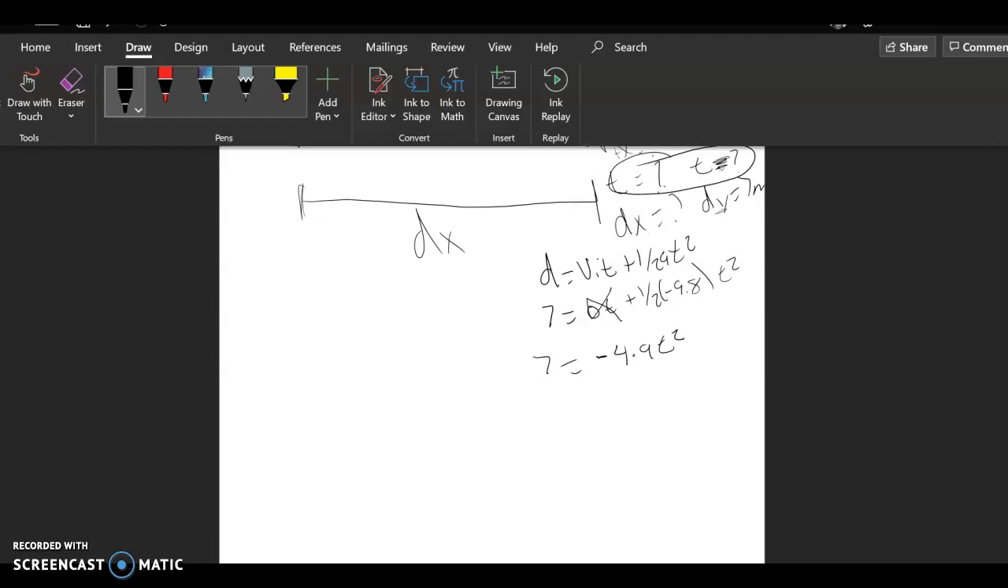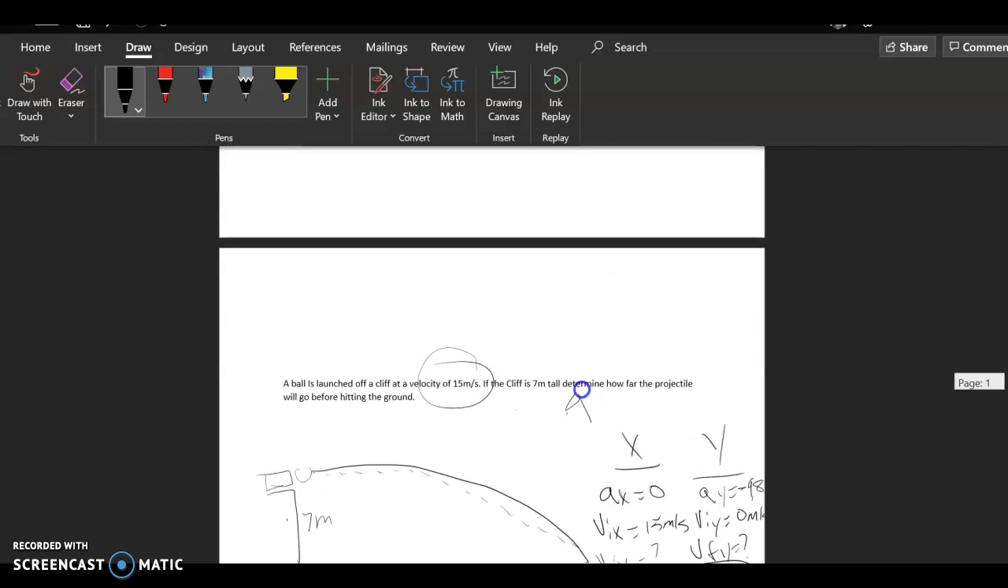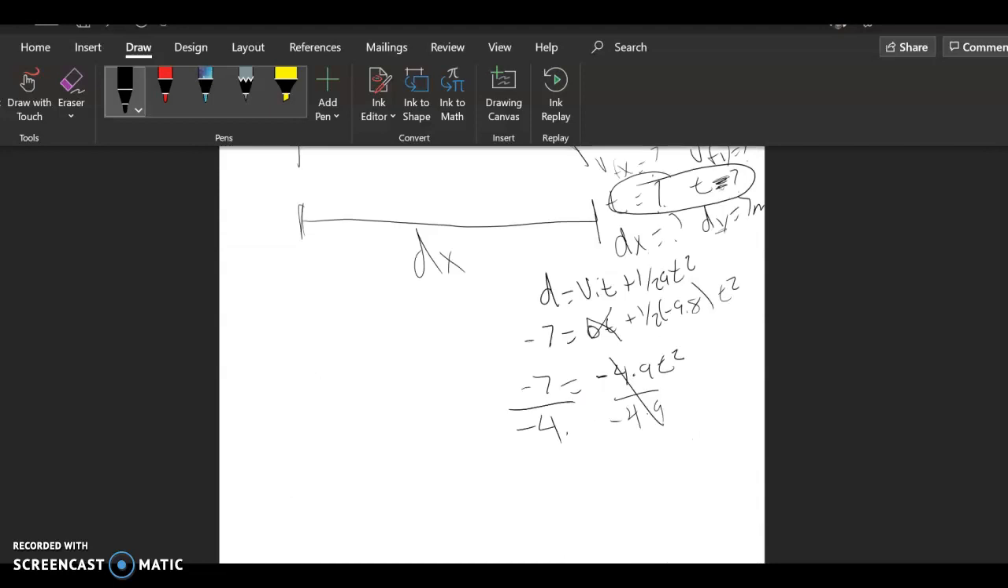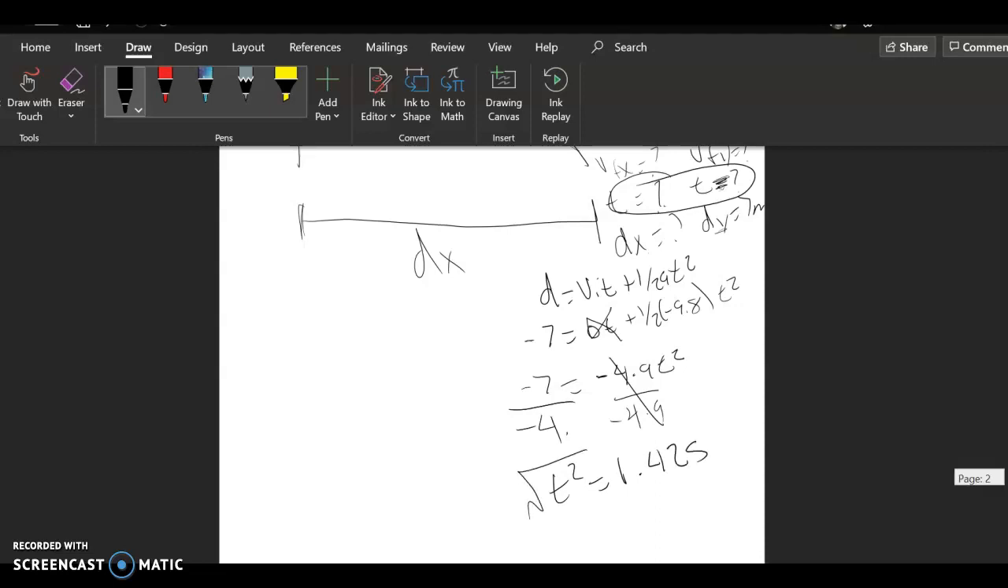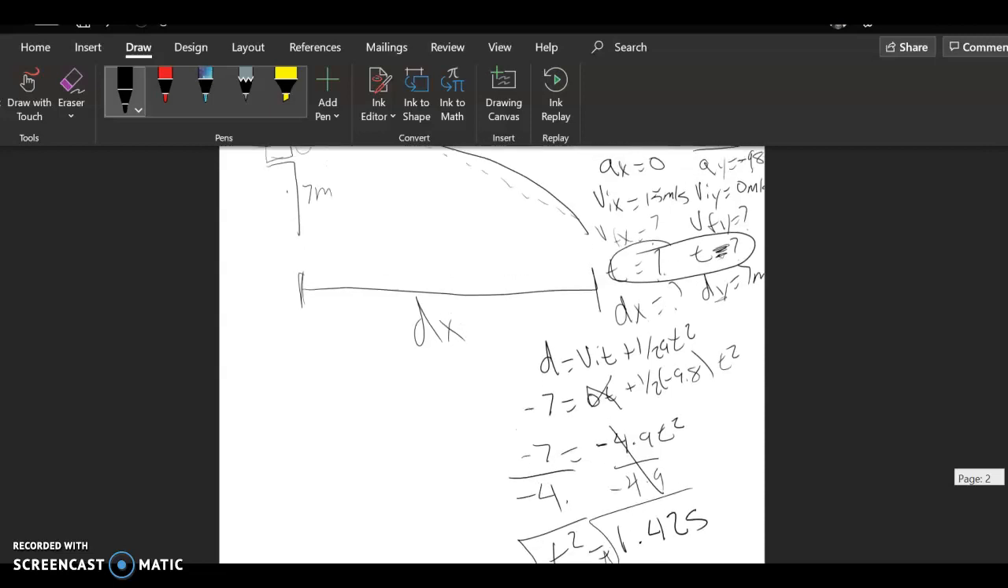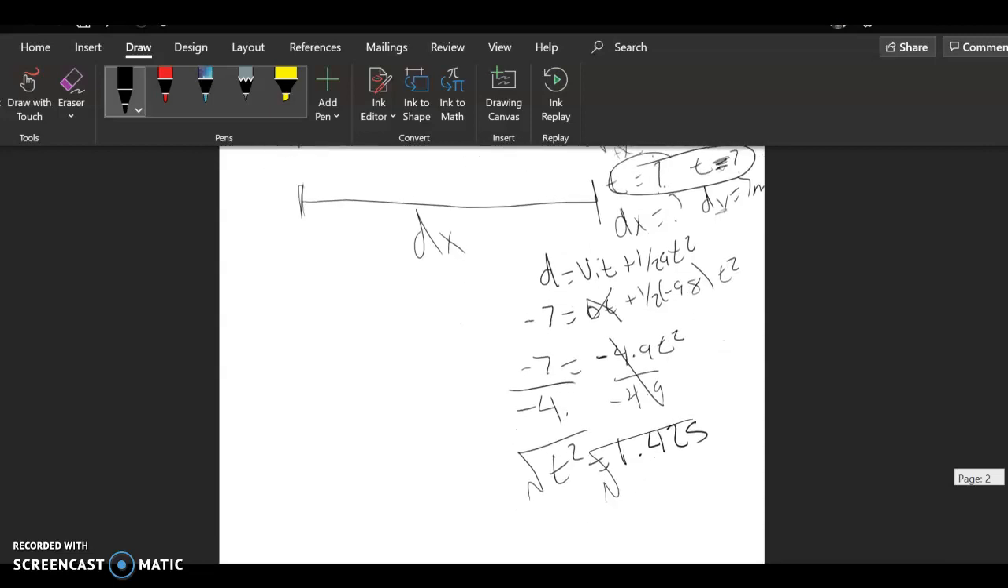All right. Now notice this 7, because the ball is falling, it should be negative. So divide by negative 4.9, divide by negative 4.9, and you get time squared is equal to 1.42 seconds. Now, in order to get time by itself, you're going to have to take the square root. So taking the square root of 1.42, that is going to give you 1.19.